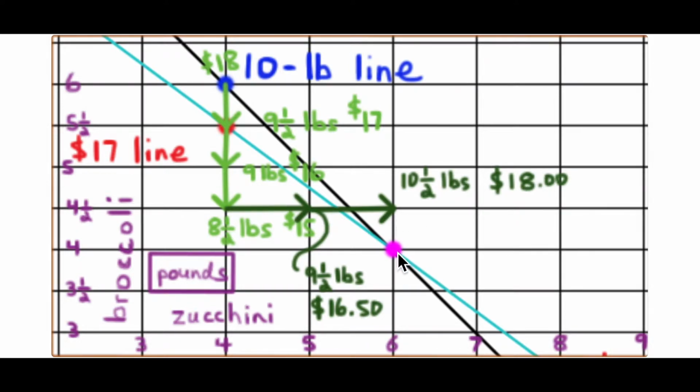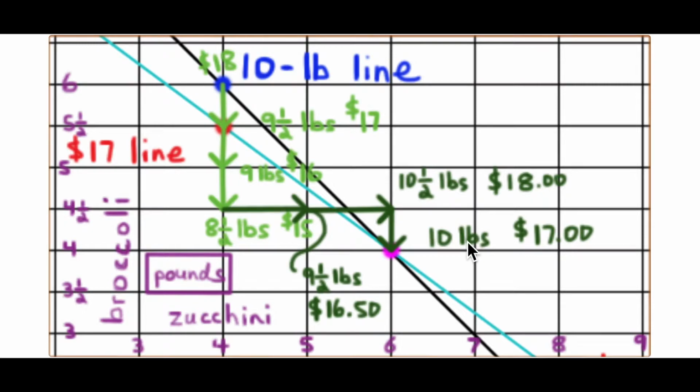And now we're going to end up at the intersection, which again is 10 pounds and $17. So if I keep the zucchini the same and I subtract a 1/2 pound of broccoli, this is going to end up at 10 pounds. And the dollar amount, a 1/2 pound of broccoli, costs $1. So this is going to end up at $17 right here.